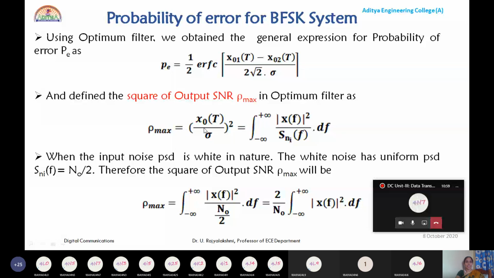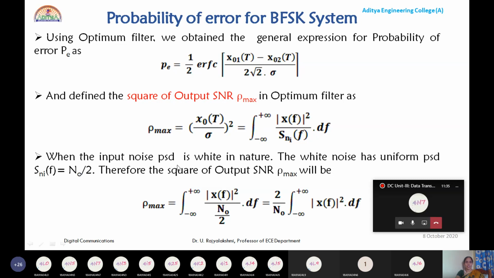So rho max will be x0 of t divided by sigma whole square. Once you maximize this, automatically you can reduce the probability of error because there exists a complement relationship between the probability of error and output SNR. Already we calculated in module 2 and obtained the square of output SNR for the optimum filter as integral from minus infinity to plus infinity mod X of f square divided by SNI of f df.